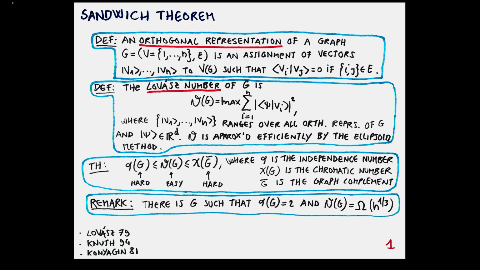Okay. Now, these two quantities, alpha of G and chi of G bar, are hard to compute, intractable. But the Lovász number is easy to compute. So we may say, okay, this quantity can be useful to bound these other quantities. Unfortunately, it's not always the case, because you could construct some graphs for which the independence number is 2, but the Lovász number is pretty large, as you can see. So somehow it's not a great tool for approximating precisely these other quantities. But I will use it during the talk.